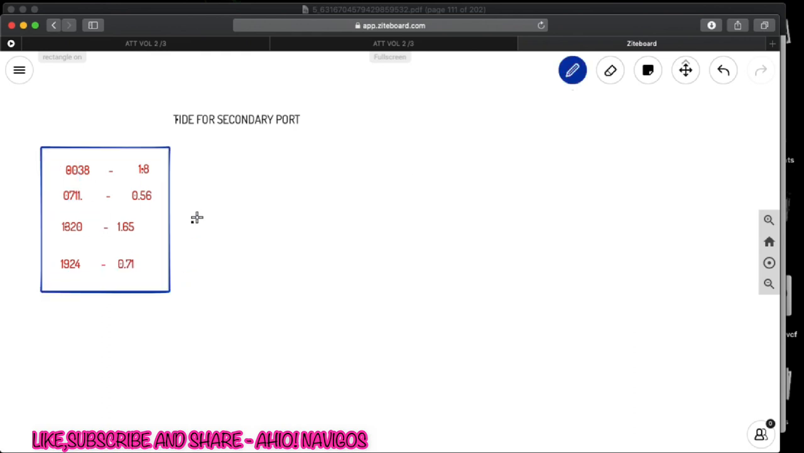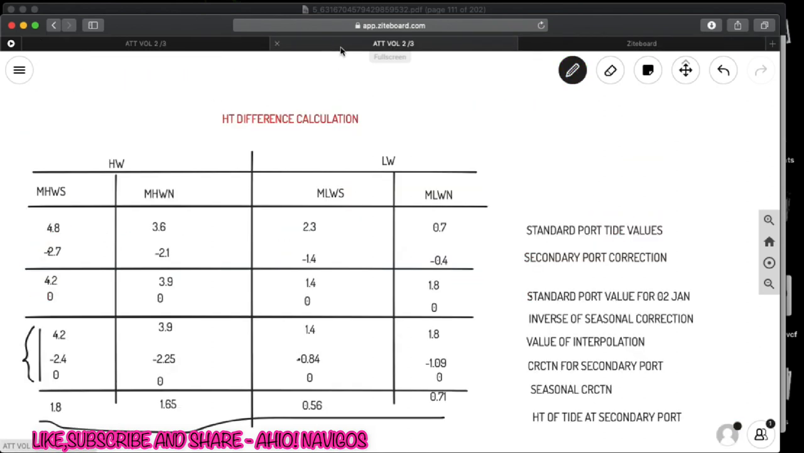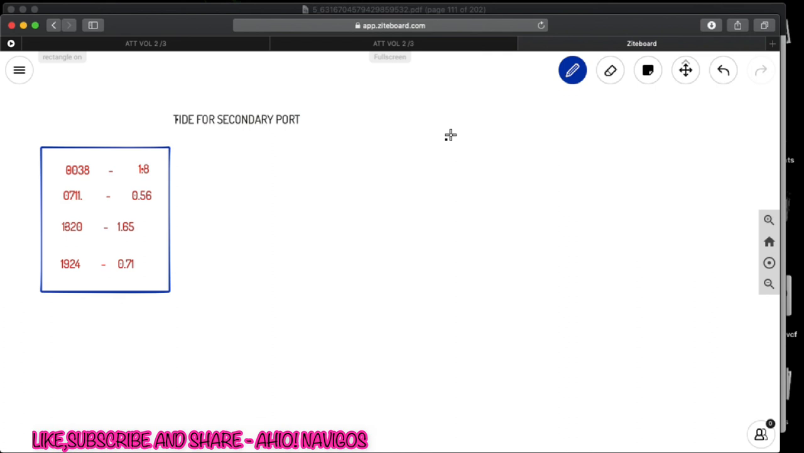So this is your tide. This is how you calculate the tides for volume 2 and 3. It is pretty similar for volume 2 and 3, and in this case it's volume 2, and you can do it the similar way in volume 3. This is the calculation. I hope you guys understood and your doubts are clear.